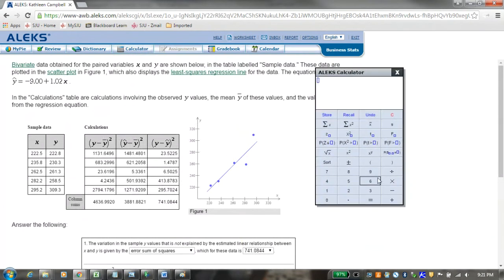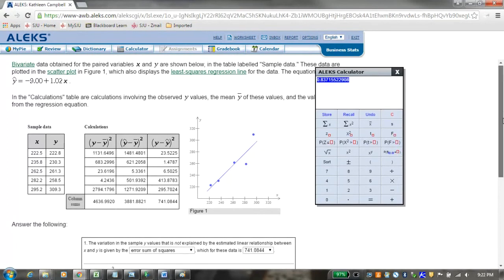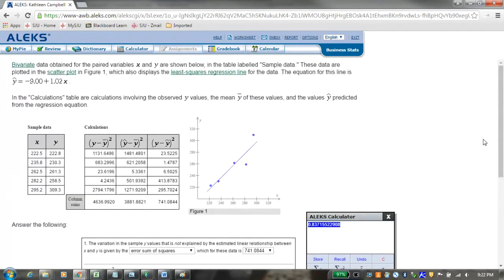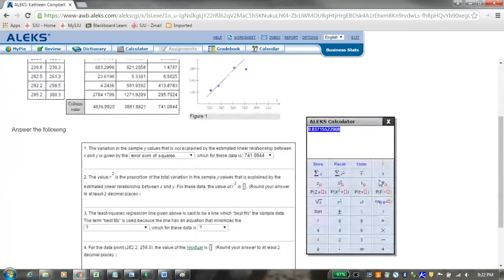Since R squared is my explained, we're going to take 3881.8821 and divide it by the total of 4636.9920. And our R squared is 0.837155. To make my life easier, I usually put as many decimal places. Actually, you can copy it. You can go in the calculator and copy it, and then come here and paste it, and then you don't even have to worry about decimal places.